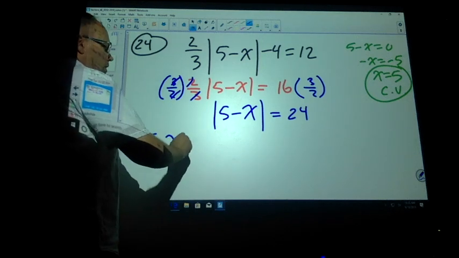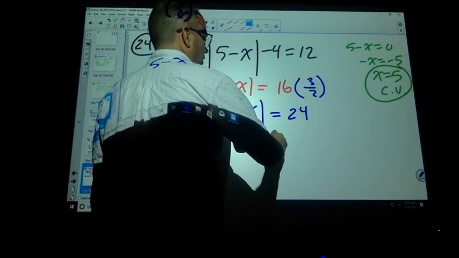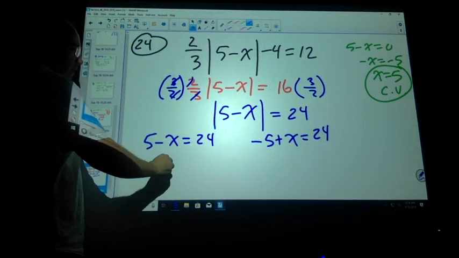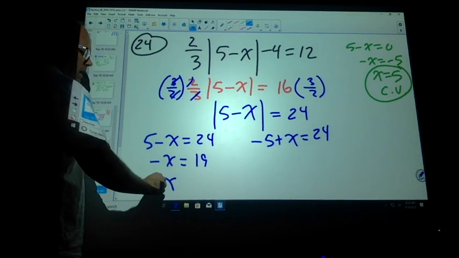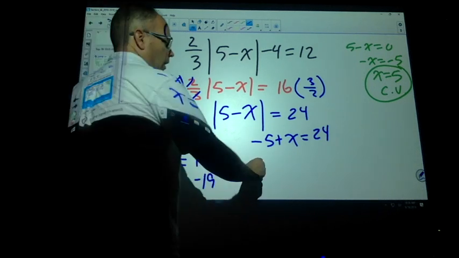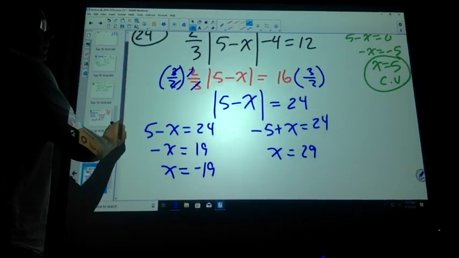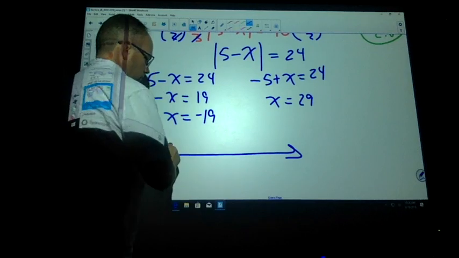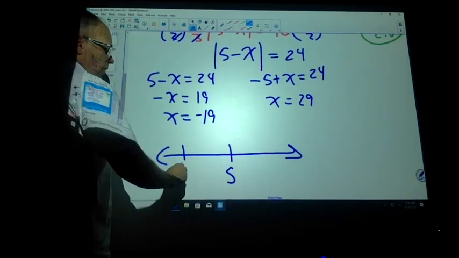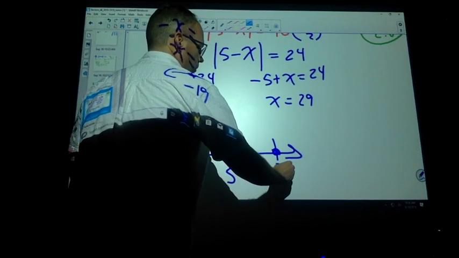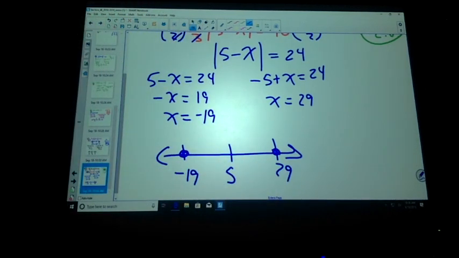First equation's this. Second equation's this. So I'm going to subtract 5. That's 19. Divide by -1, -19. Sweet. And then add 5. Critical value is 5. So I get -19 down here, positive 29 here. Each of those are 24 away from our critical value.